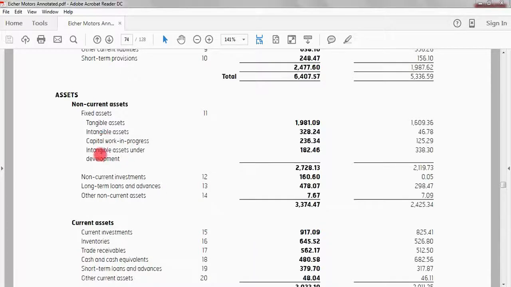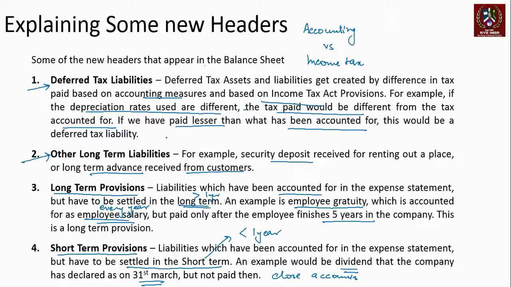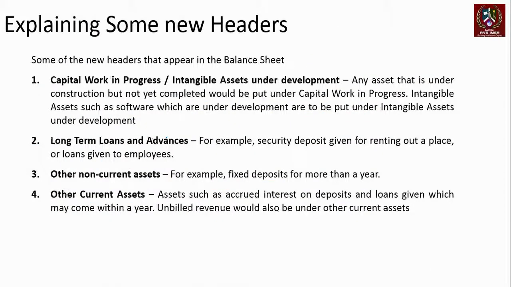Let's first talk about capital work in progress and intangible assets under development, right? Now, take any fixed asset, let's say you're building a factory. You're building a factory that is under construction but not yet completed, right? This would be put in capital work in progress. Once it gets completed, CWIP, capital work in progress, will move towards fixed assets on completion.